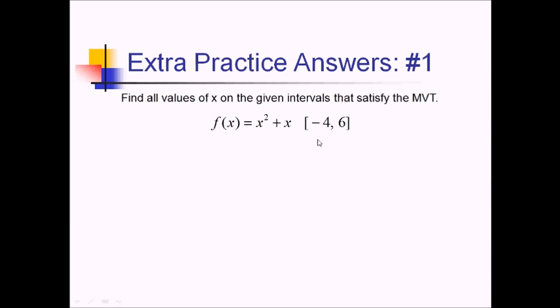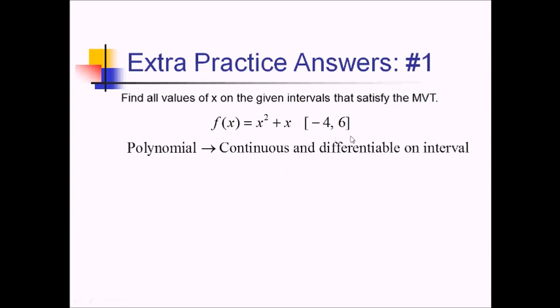Before I can do any of this, though, I need to make sure the mean value theorem applies. So for that to apply, our function needs to be both continuous and differentiable: continuous on the closed interval from -4 to 6, and differentiable on the open interval from -4 to 6. This is a polynomial, so it is continuous and differentiable everywhere, including this interval. So let's go ahead with our number crunching then.